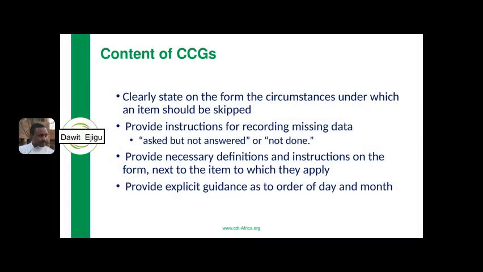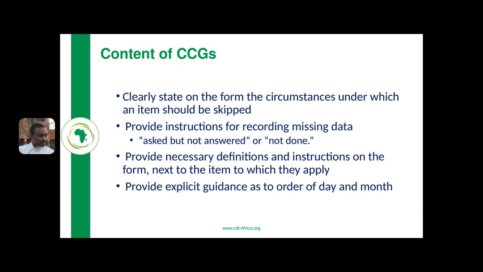When we look at the possible content of CRF completion guidelines, we need to clearly state on the form the circumstances under which an item should be skipped. This is about blank spaces. Blank spaces are sometimes legitimate, but some other times they should have been filled, and that's an error.